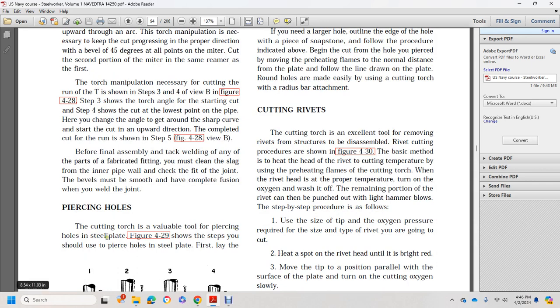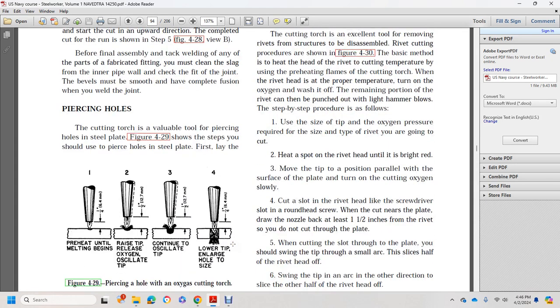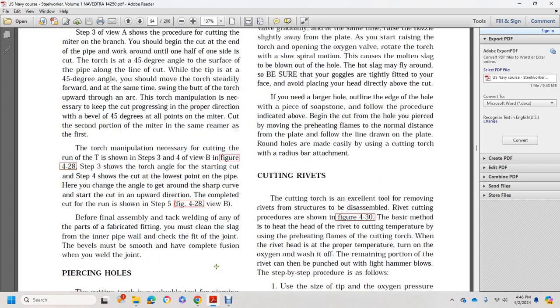Piercing with the cutting torch. The steps for piercing holes in steel plate are shown in figure 429. First, lay the plate and preheat until melting begins. Raise the tip, then release the oxygen. Oscillate the tip, and continue to oscillate. Lower the tip and enlarge the hole to size.